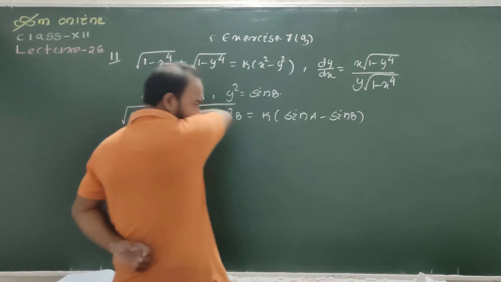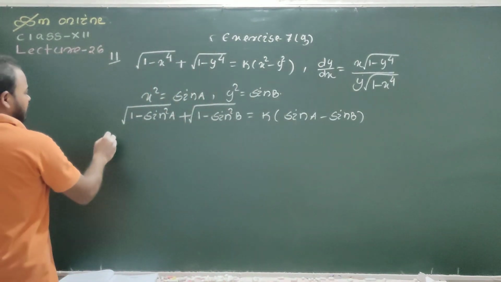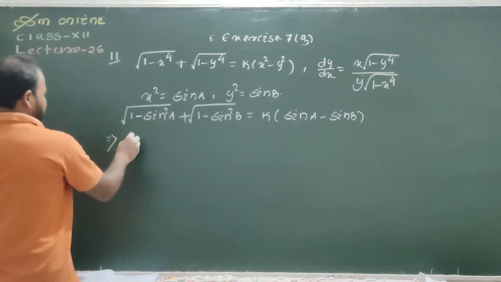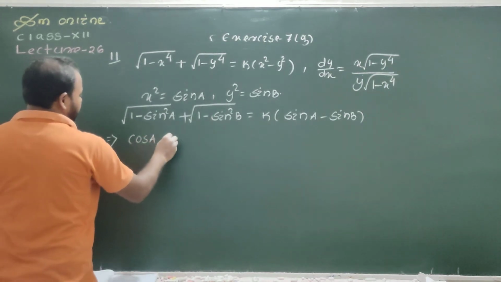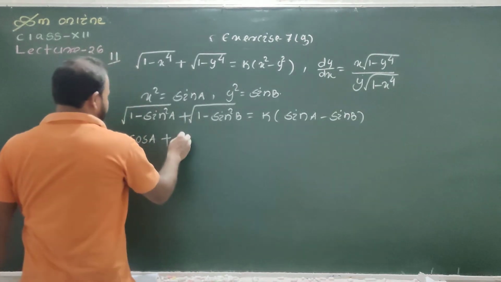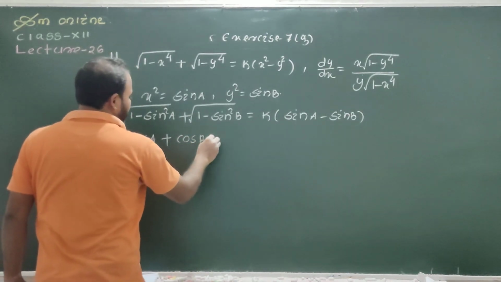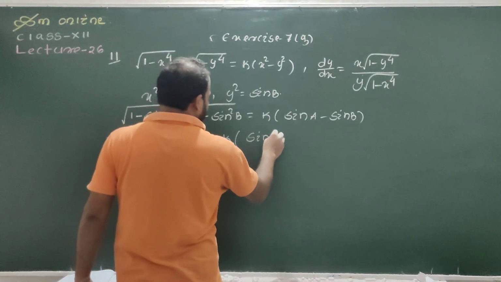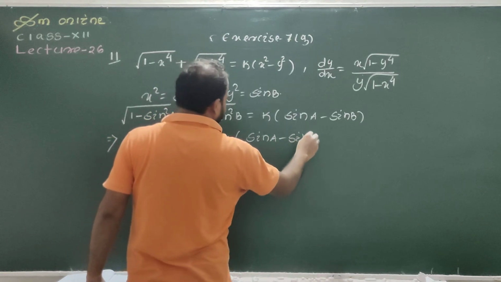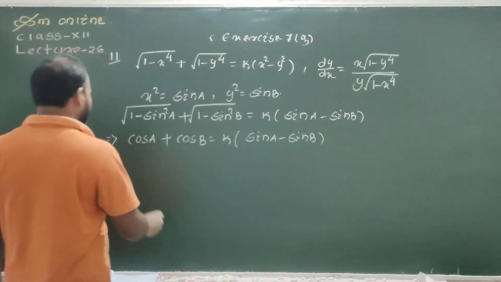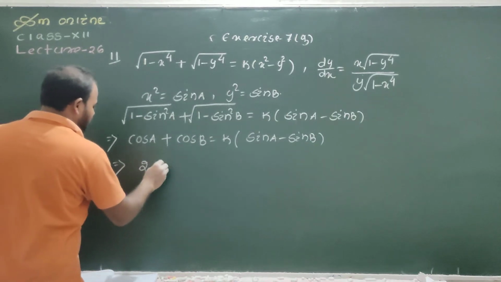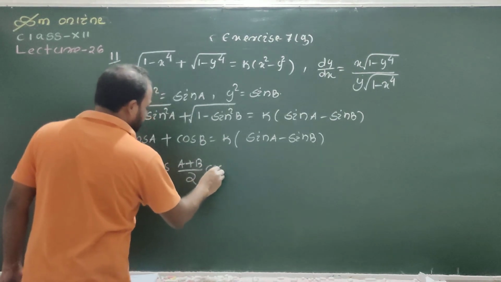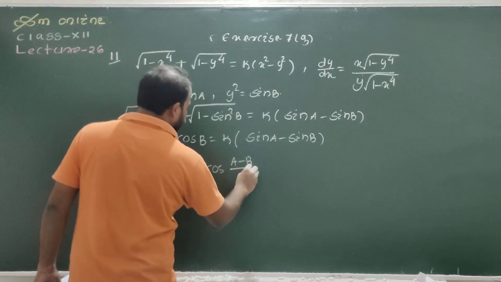Okay, and it is equal to 1 minus sin square a, this is cos square a, root over of cos square a, this is cos a, plus this is cos b. Okay, and this is k into, here k is the constant, sin a minus sin b. Okay, and this is the cos a plus cos b formula. This is 2 cos of a plus b by 2 into cos of a minus b by 2.